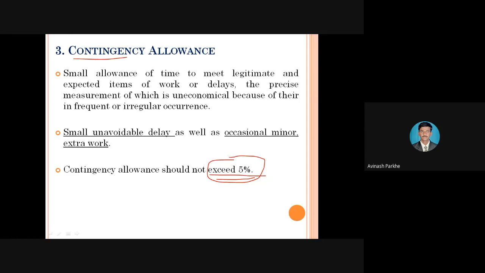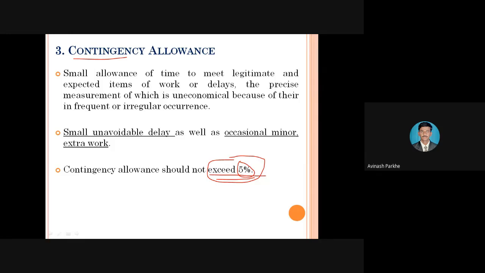Out of the basic time that is assigned, the 5% weightage will be given to that particular contingency allowance. It means in that 5%, we can change the coolant of that particular machine. We can change the oil. You can replace the component.